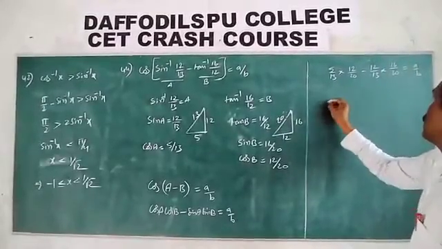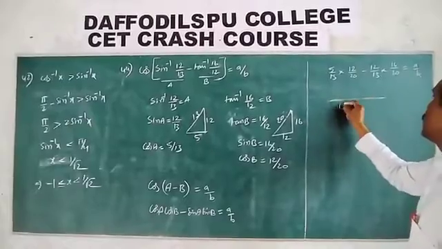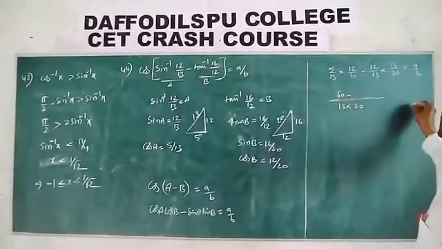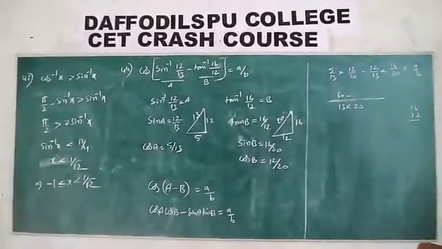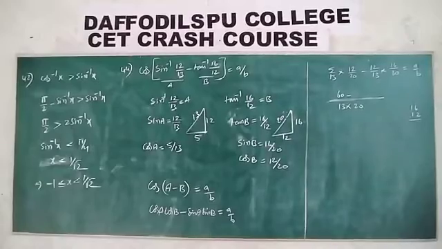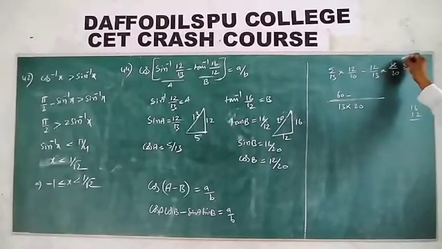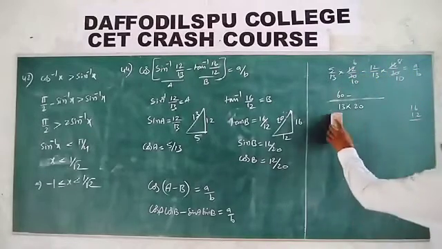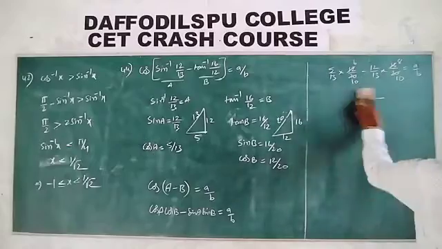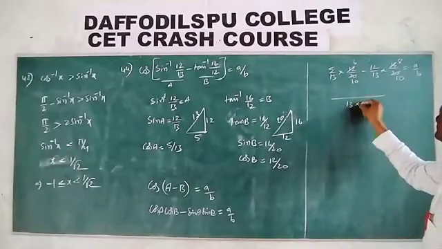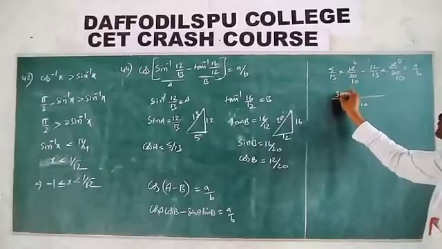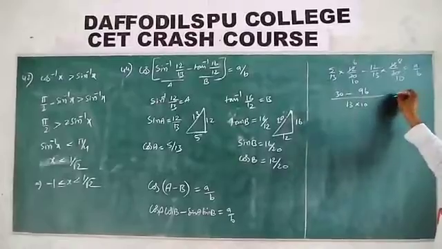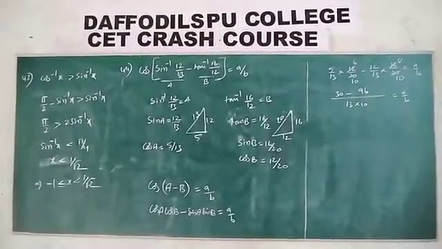Don't cancel the values, write them as they are: 13 into 20, 5 12s are 60 minus 16 12s. You can cancel also, no problem. Then the LCM is 13 into 10, 5 6s are 30 minus 18, 96, is equal to a by b. Clear?